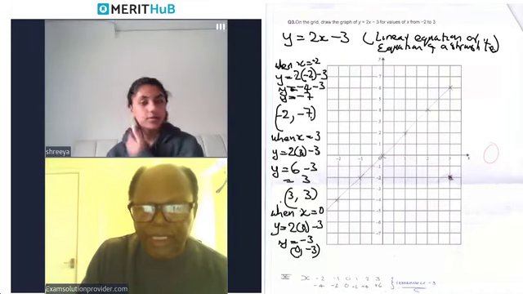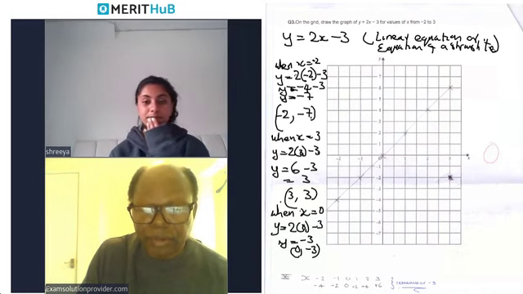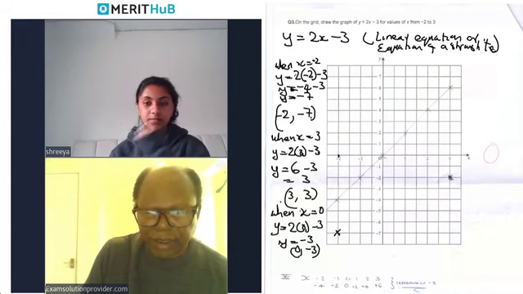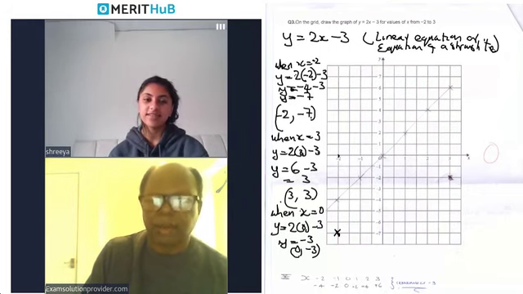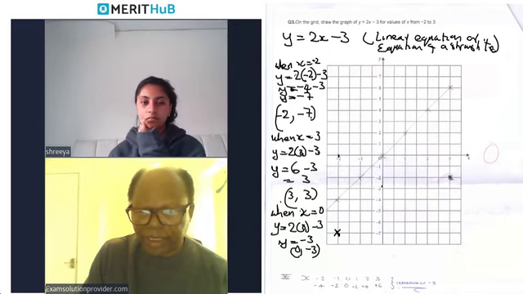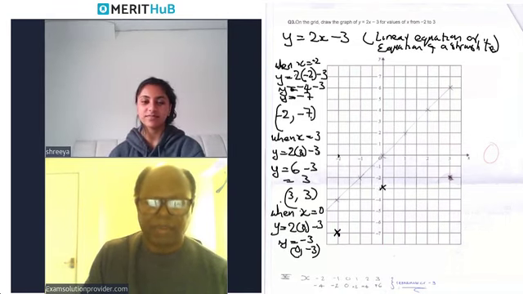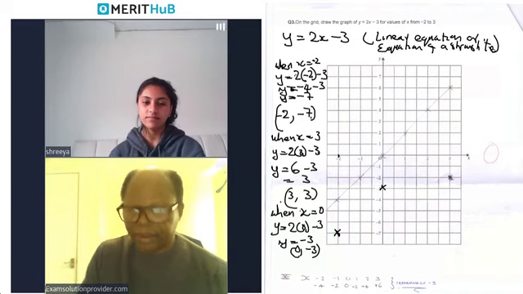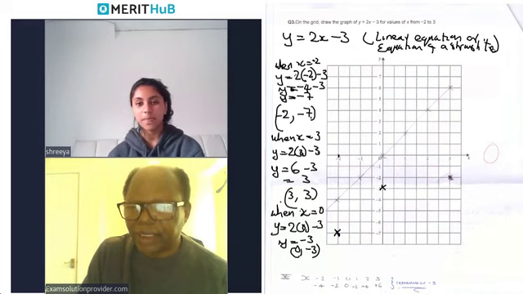So let's plot. Let's start with the first one. So x is minus 2, and y is going to be minus 7. So it's here. Then x is 0, so we are here. x is 0, y is going to be minus 3, which is here. And then when x is 3, y is 3. So it's going to be here.